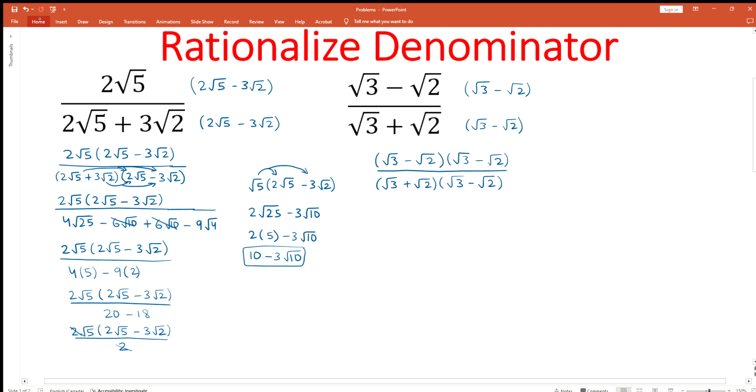Next, we should distribute the terms in the numerator using the FOIL method. Square root of 3 times square root of 3 is equal to square root of 9. Square root of 3 times negative square root of 2 is negative square root of 6. Negative square root 2 times square root 3 is equal to negative square root 6. Negative square root 2 times negative square root 2 is equal to positive square root 4. We can use the FOIL method in the denominator as well.